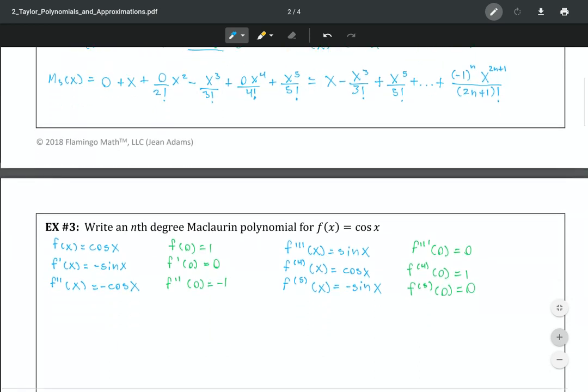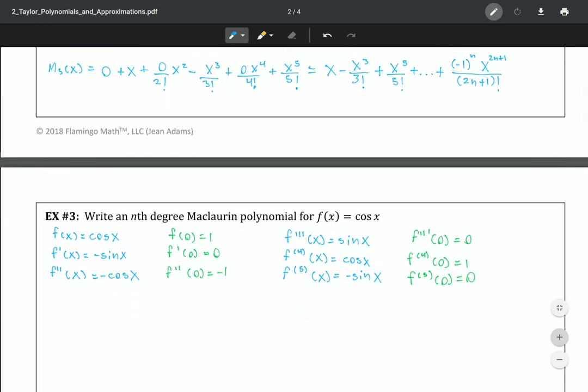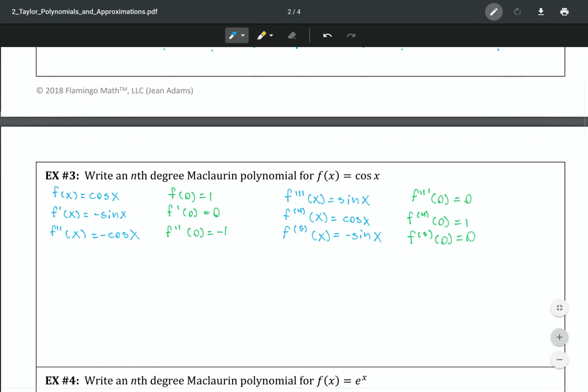Now let's go on and write the nth degree Maclaurin polynomial for cosine. Same idea. I went ahead and took several derivatives until I could get the idea of what's going on. First, let's call this the Maclaurin polynomial in x. I'm just going to write a few terms, so pretend this is not a series but a sequence.